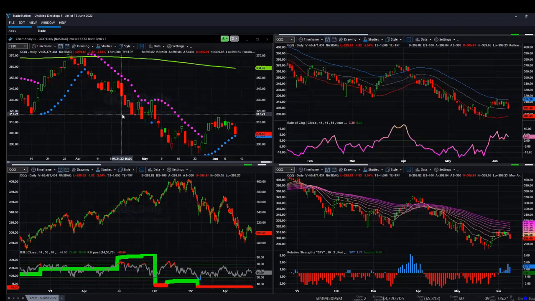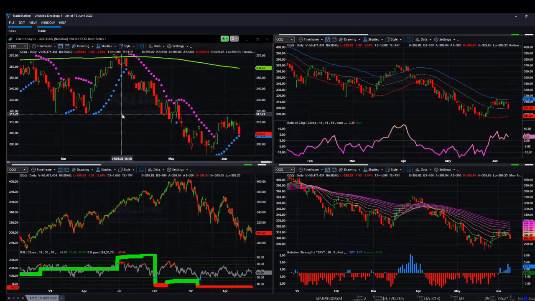Now, I'll also mention that in some other classes, and I'm going to do this in the future, you can use Scanner with some of these things. I don't have time to get into that now, but if you go to Scanner, you can actually say, show me a stock where the last price is above the Parabolic SAR, which would mean it's bullish.